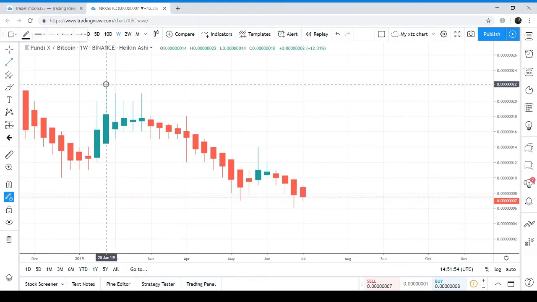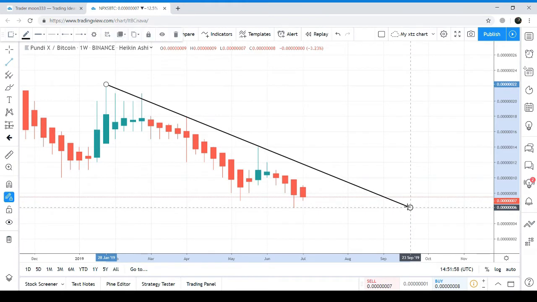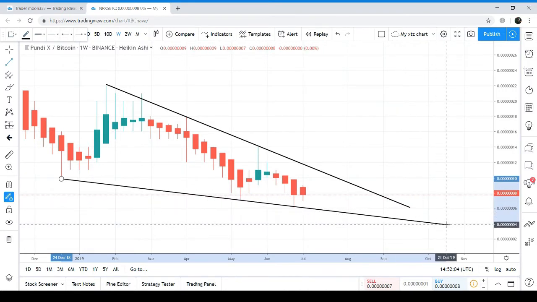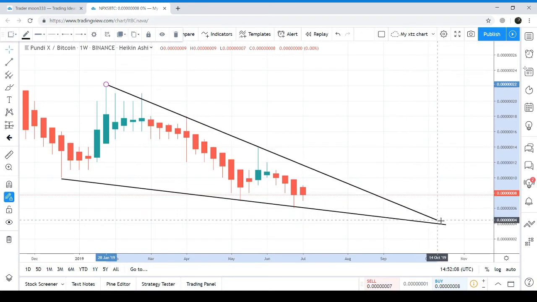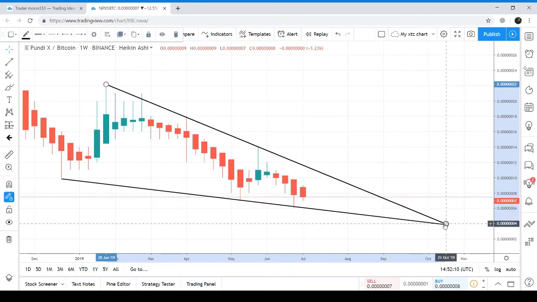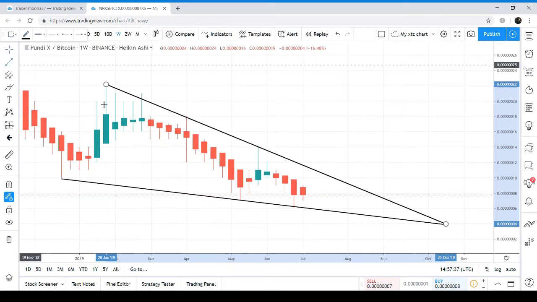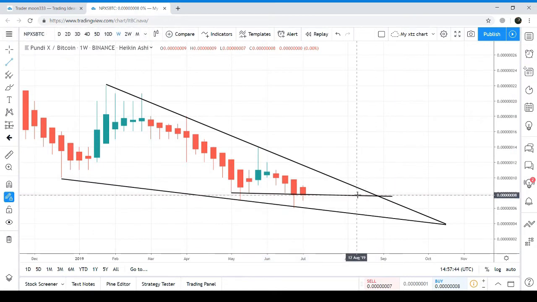And if we draw the trend lines, then we can see the price action of NPXS is moving within a pennant. This is the pennant where the price action is moving at the moment. And the price action has found another support above this pennant support. This is the new support within the pennant.